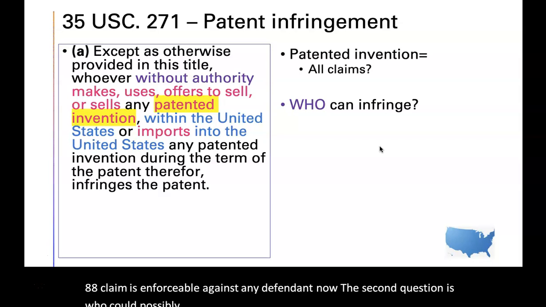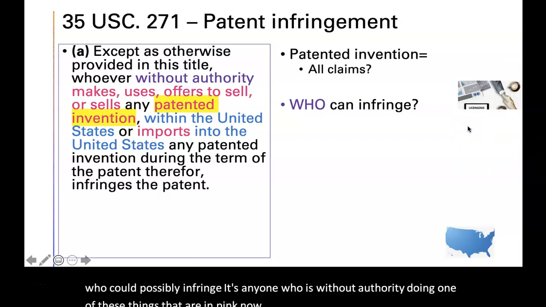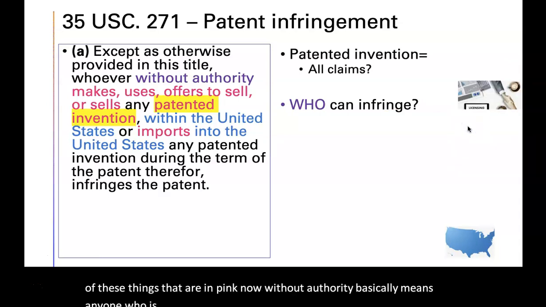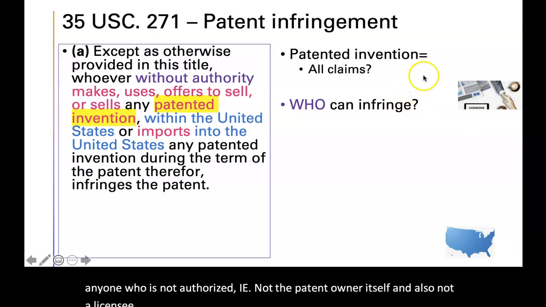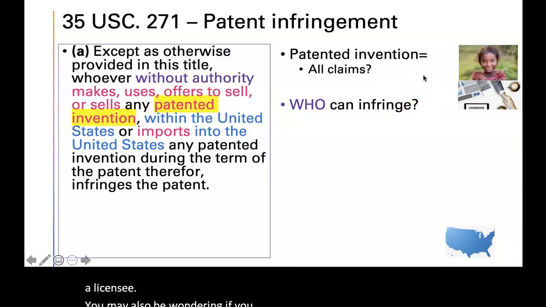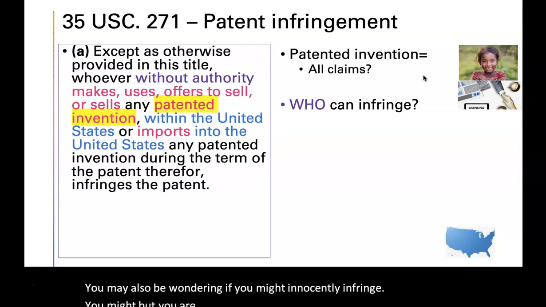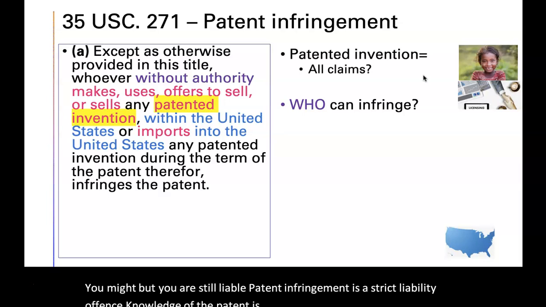It's anyone who is without authority doing one of these things that are in pink. Now, without authority basically means anyone who is not authorized, i.e. not the patent owner itself, and also not a licensee. You may also be wondering if you might innocently infringe. You might, but you are still liable. Patent infringement is a strict liability offense. Knowledge of the patent is not required for liability.